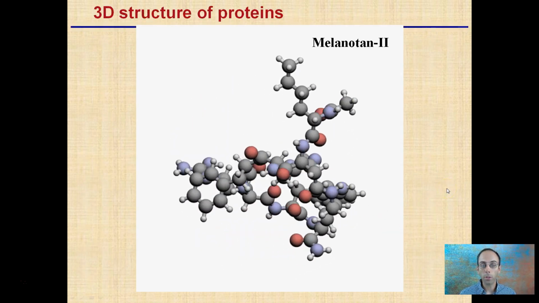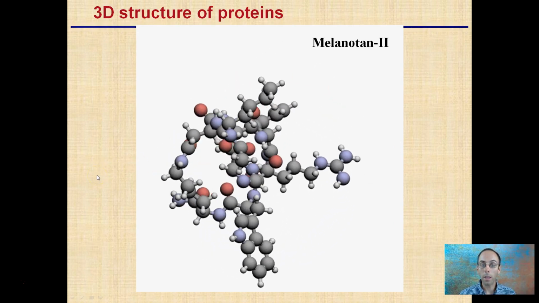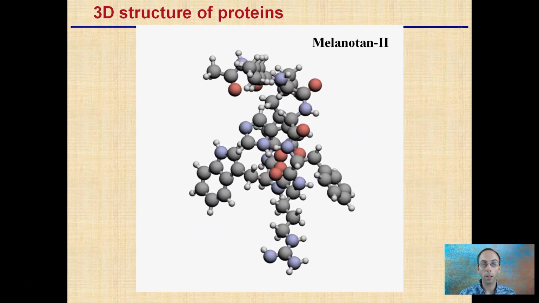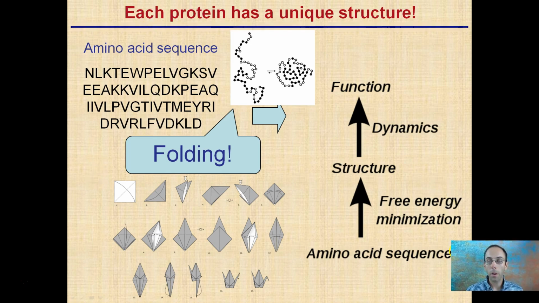So that three-dimensional shape, as we see here, very important. That's why I show it in a rotating basis. You can get an idea of the uniqueness from all different angles here. Now, each protein has a unique structure. That's important to remember. Now, that amino acid sequence, that free energy minimization leads to that structure, and the dynamics will then lead to the proper function.